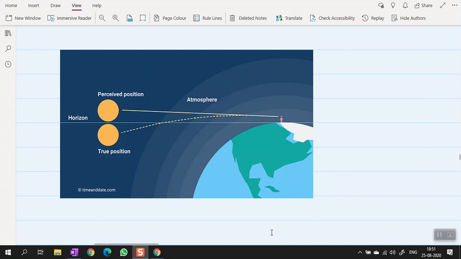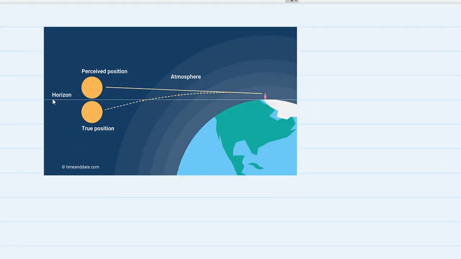Okay, so in this figure you see the sun with its true position below the horizon. You see this line? This line is the horizon. You know what the horizon is? The horizon is that imaginary line where you see the sky and the earth meeting when you look very far away.